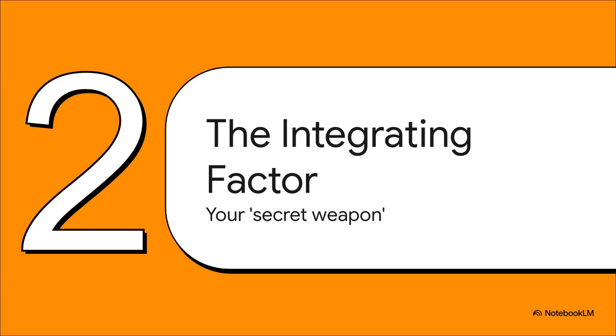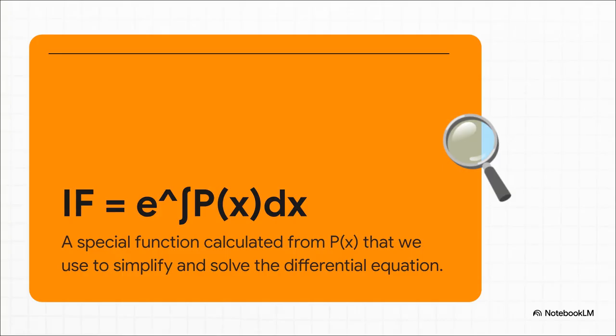Okay, moving on. Section 2 is all about your key, the integrating factor. I like to call it the secret weapon for these equations. So how do we actually crack this code? Well, we use this special tool that's designed to do one job and one job perfectly. And here's the formula for that secret weapon. We usually just call it the IF for short. It's e to the power of the integral of p(x) dx.